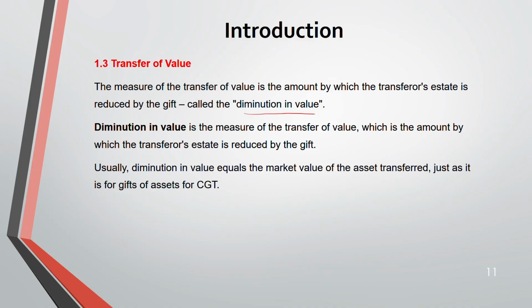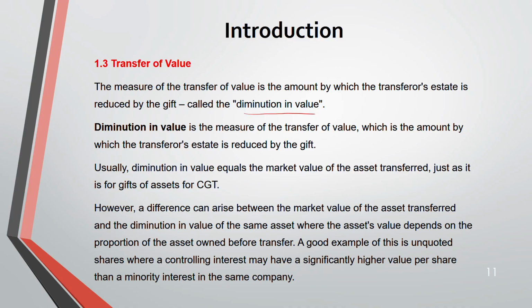Now, your diminution in value is equal to the market value of the asset transferred, just as it is for gifts of assets for CGT, that is capital gains tax. Now, there's a difference. The difference arises between the market value of the asset transferred and the diminution in value of the same asset, where the asset's value depends on the proportion of the asset owned before transfer. A good example of this is unquoted shares, where a controlling interest may have a higher value per share than a minority interest in the same company.